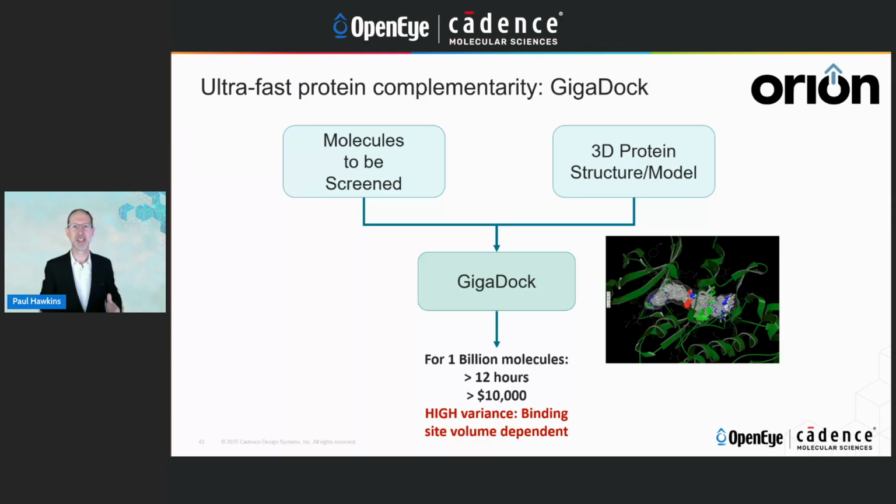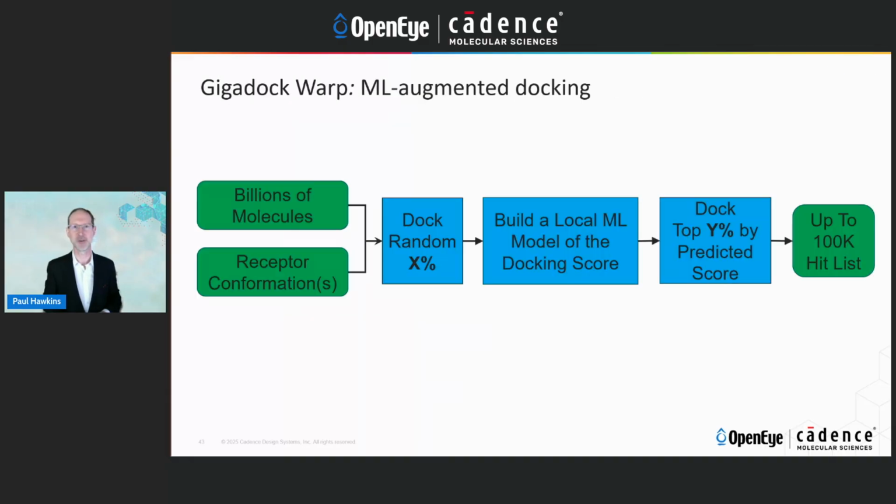So like many people these days, when confronted with a problem with time and sampling, we decided to sprinkle a little bit of machine learning onto the GigaDock approach, and we came up with something we call GigaDock Warp. So instead of brute force docking the entire database, we take a small percentage, say 1%, and we dock that. We then build a local machine learning model to predict the docking score.